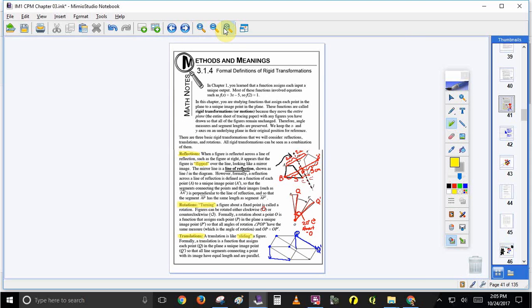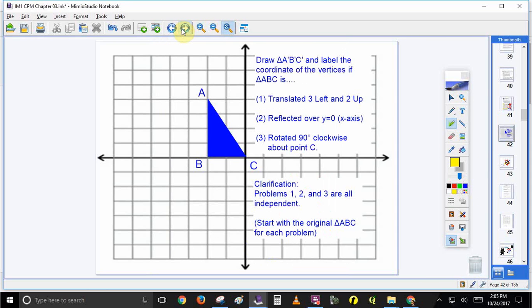On the next slide here, I have 3 problems for you to do. Go ahead and draw this in your notebook. You should have graph paper. So draw triangle ABC there. And I have 3 transformations that I want you to perform on that triangle.